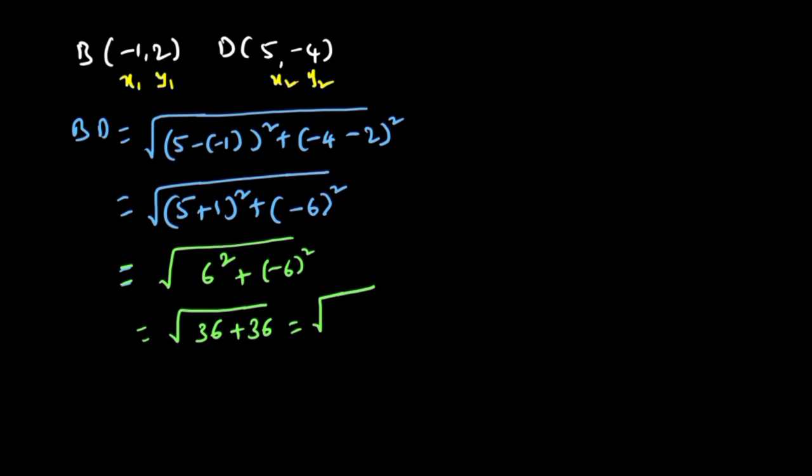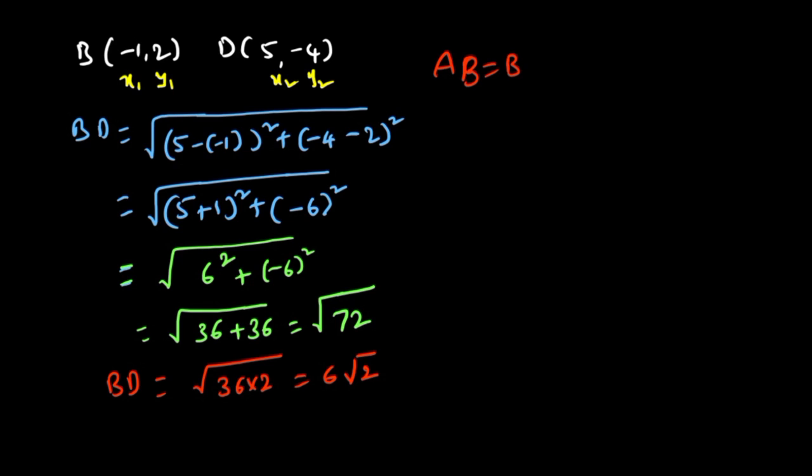How do we write root 72 again? That is root of 36 into 2. Root 36 is 6, so 6 root 2. So this is the length of BD. Finally, what we conclude here is AB equals BC equals CD equals DA, and AC is not equal to BD. So the 4 sides are equal, but the diagonals are not equal. Therefore ABCD is a rhombus.